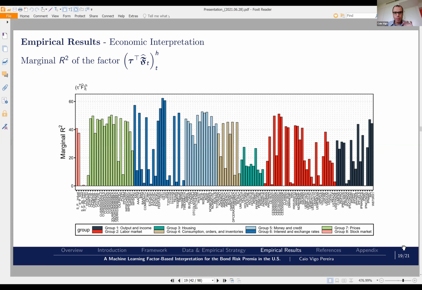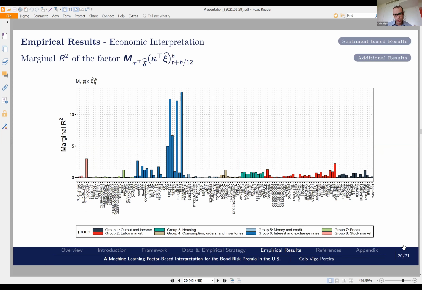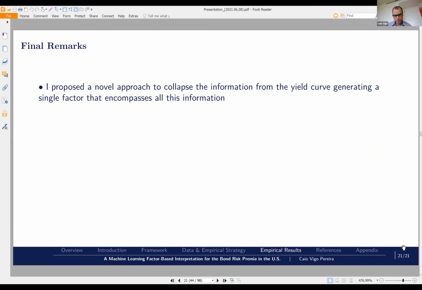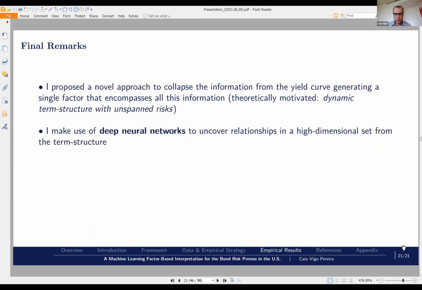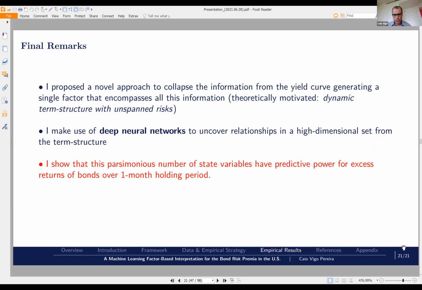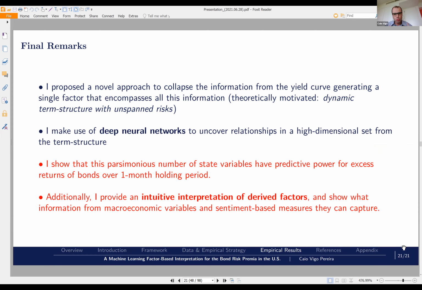Just to conclude, what I did in this paper is propose a new way to collapse all the information from the yield curve and generate one single factor from this. This is the spanning factor. And this has a theory behind it. I use a deep neural network to uncover this relationship. And I show it has this parsimonious number of factors, state variables, and has predictive power over one month. I also provide an intuitive interpretation of these derived factors, so we link these with macroeconomic variables and sentiment-based variables. So that's what I have prepared. Thank you very much, and closing at the right time.